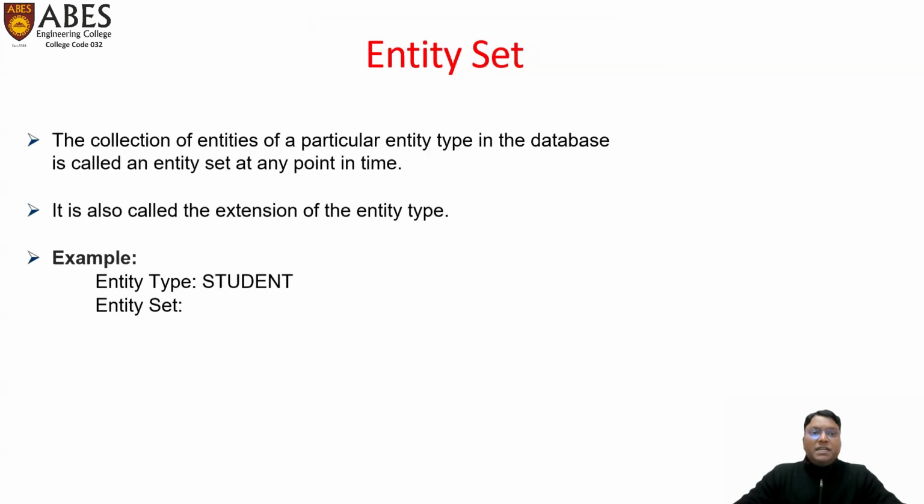Entity set. The collection of entities of a particular entity type in the database at any point in time is called an entity set. It is also called the extension of the entity type. For example, entity type student, entity set.